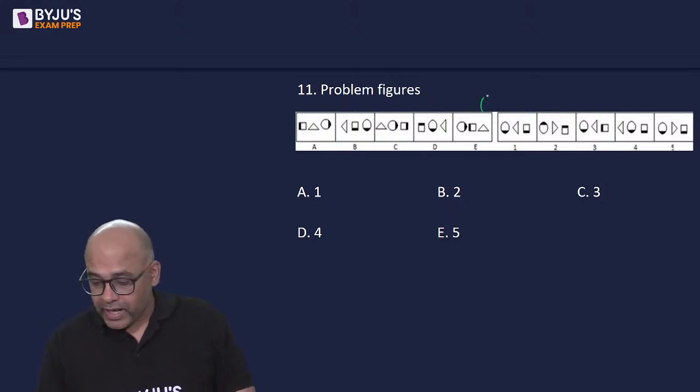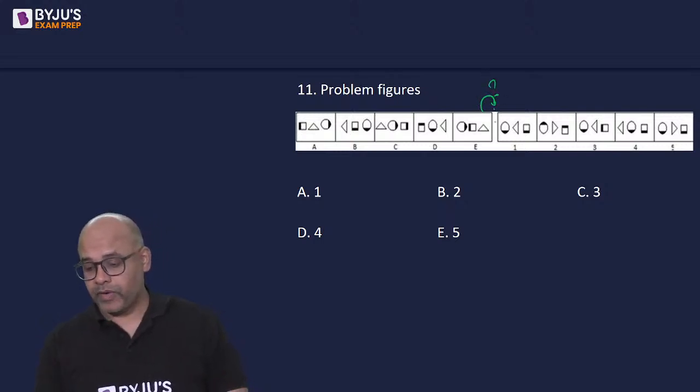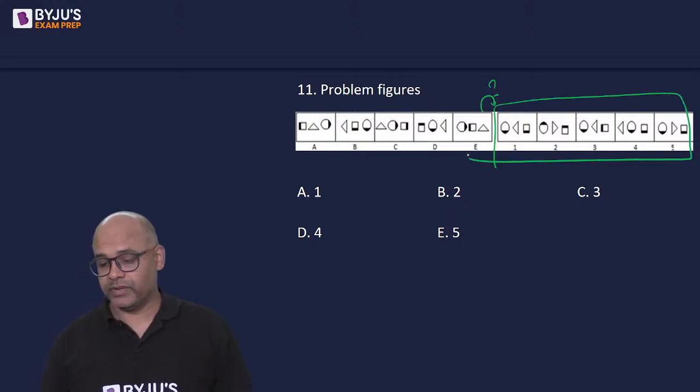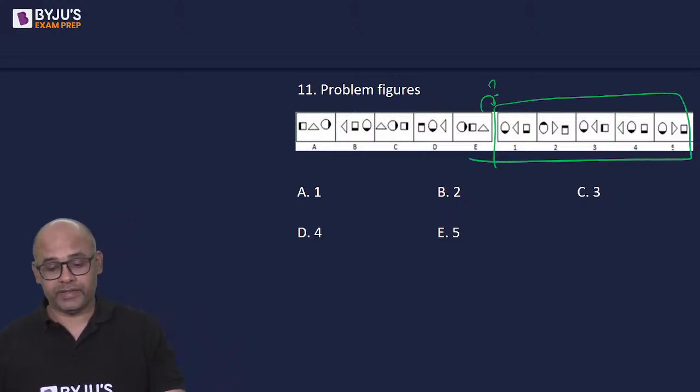So you are looking at what should come next from these answer options. These are the answer options. Which one should come next? A, B, C, D, E. What is F?